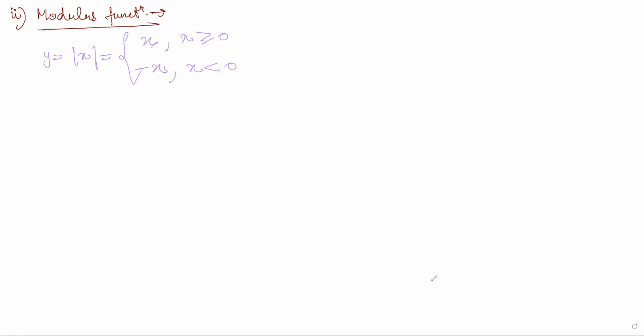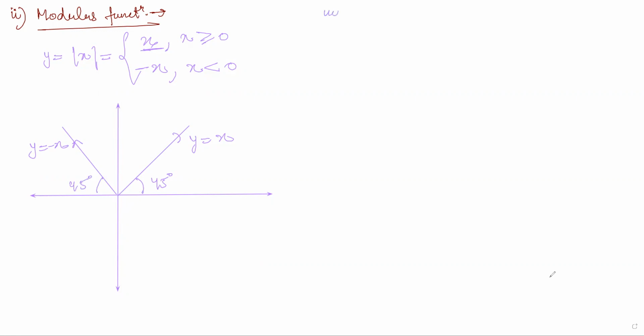And the graph of this function is a V-shaped graph. Something like this. It's the graph of y is equal to mod x. This angle is 45 degrees by the way, because this line is y is equal to x, and this is y is equal to minus x. So this is the graph of y is equal to mod x. This angle is also 45 degrees.